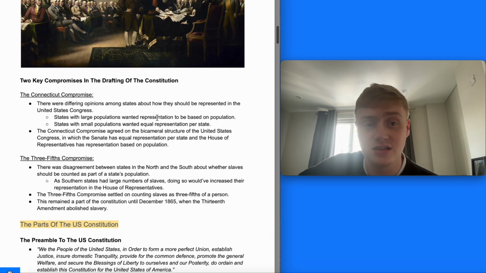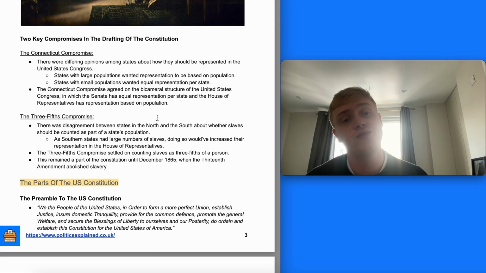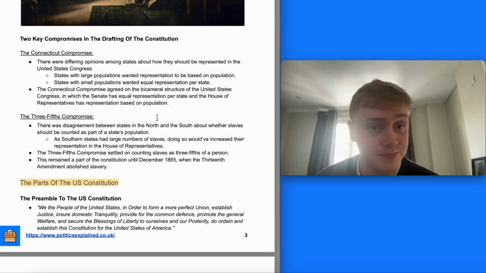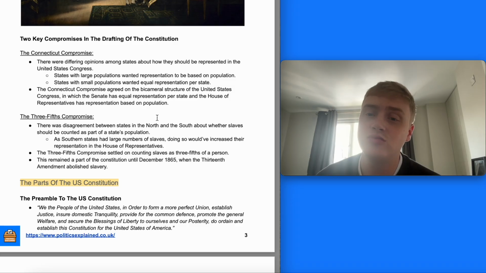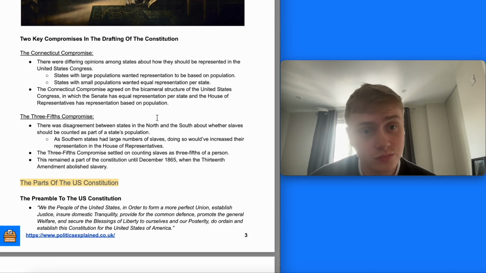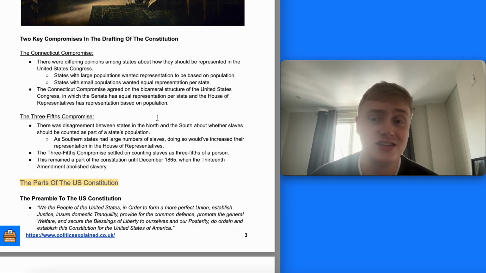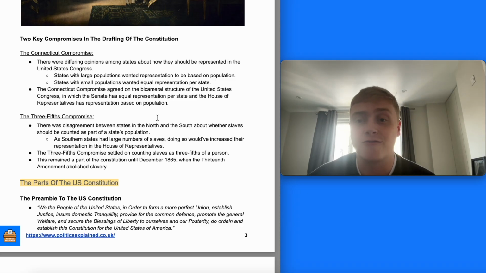2 key compromises are worth noting in the drafting of the Constitution. The first was the Connecticut Compromise, in relation to representation in Congress. There was a key disagreement: states with small populations wanted equal representation per state, so for example every state gets 50 representatives, whereas states with larger populations wanted representation to be based on population. The Connecticut Compromise agreed on the bicameral structure of the United States Congress, in which the Senate has equal representation per state.